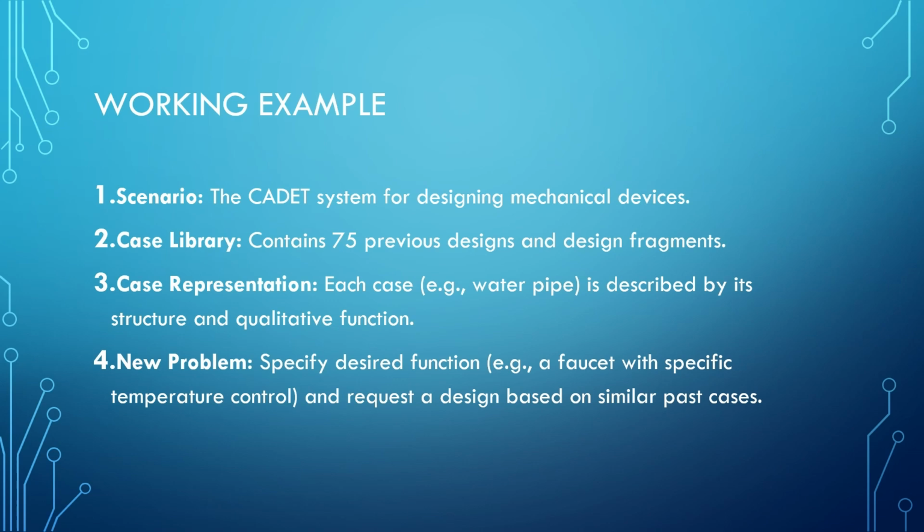Suppose a new instance query occurs, that is, a specified desired function and a requested design based on similar past cases. How does it classify a new case? First of all, it checks the most similar past cases which are present in the case library. Based on that, it classifies the new query. Suppose the new query is a faucet with specific temperature control. Then it will search the case library, find the most similar case and classify the new query.